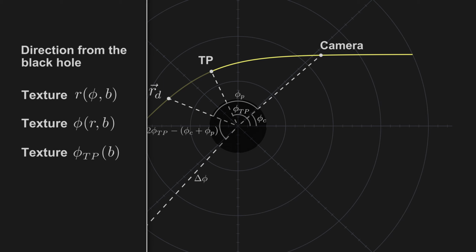Alright, we now have all the subproblems laid out. We need the direction to the intersection point from the black hole, a texture for r phi b, a texture for phi rb, and a texture for phi tp of b. Now we'll go over each of these things and solve them one by one. Let's start with the direction to the intersection point. We can do this neatly with some vector math.